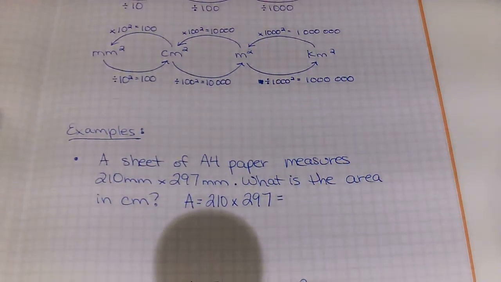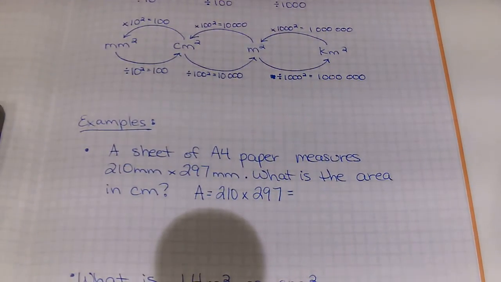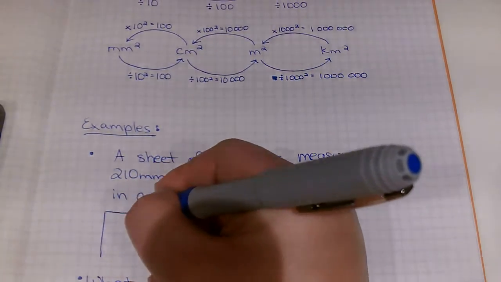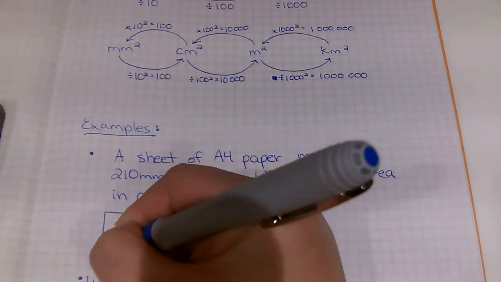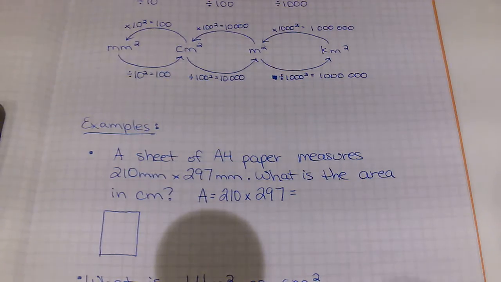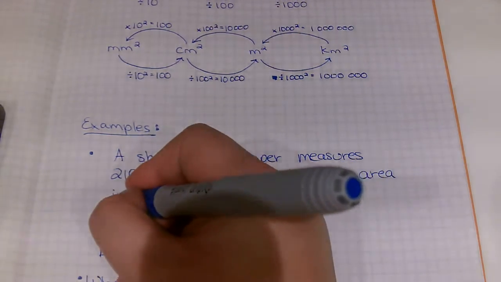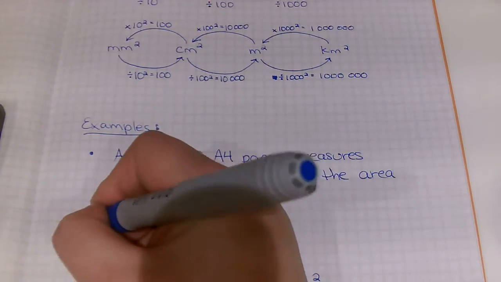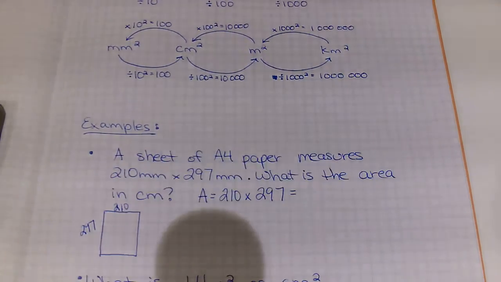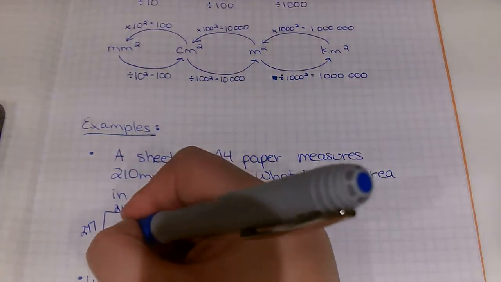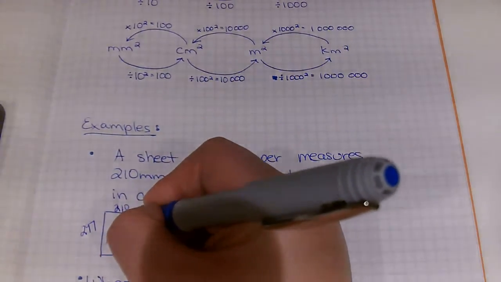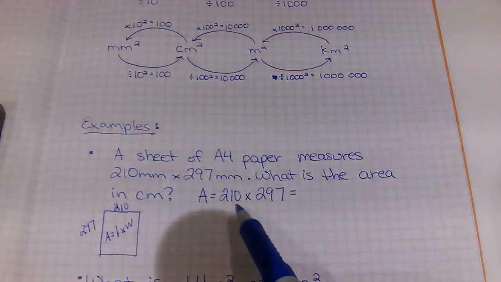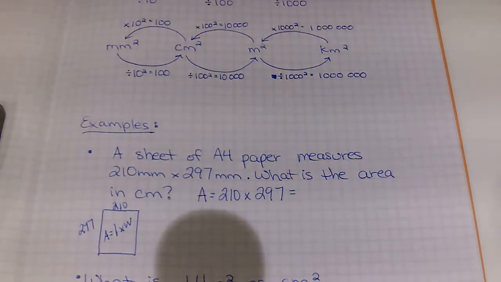If you're having trouble remembering what area is, sometimes it helps to draw a picture. So I'm just going to draw a little picture. There's my piece of paper. Obviously it's not to scale. I have 210 and 297. I know that area is length times width. Okay, this is my length, this is my width, multiplying them together to get area.